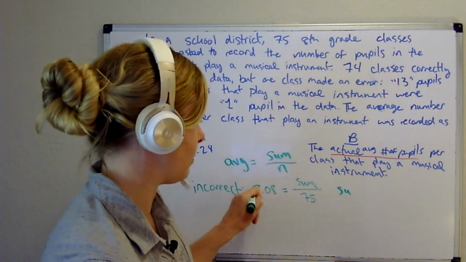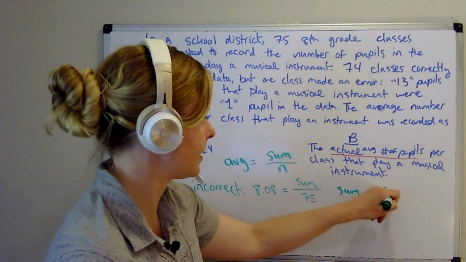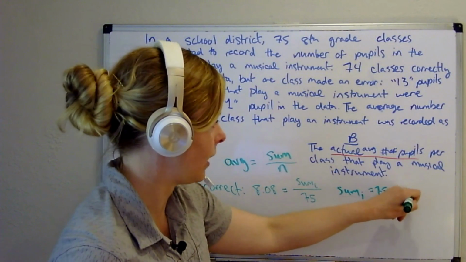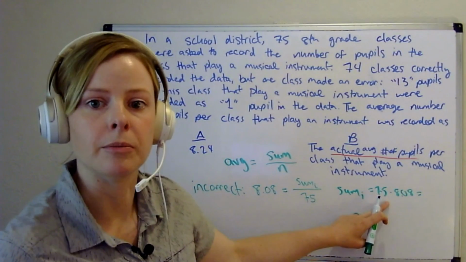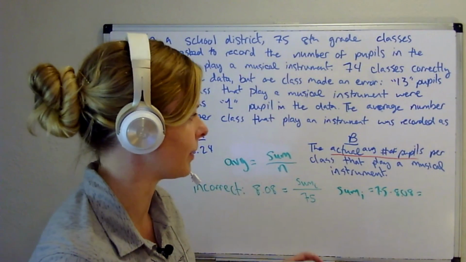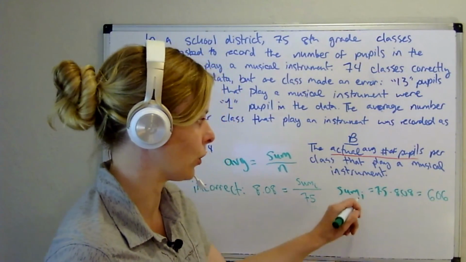If I just multiply both sides by 75, then I will get my incorrect sum is equal to 75 times 8.08. This to me is a great time to pull out the calculator. So, good time to pull that up. And if you do that calculation, you will end up with 606 as your incorrect sum.